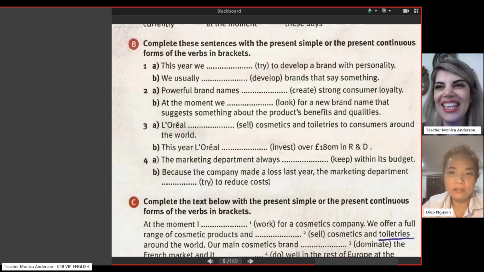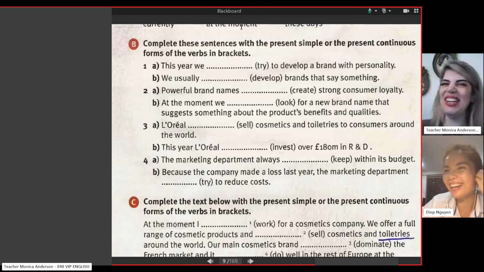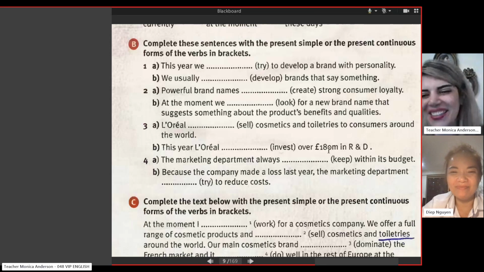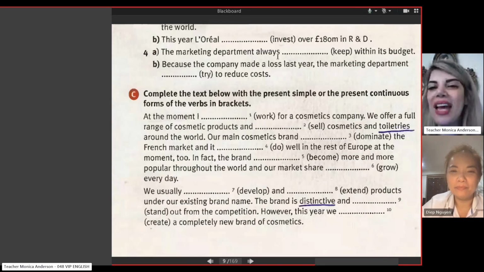I often forgot. That is really important not to forget. It's a part of present continuous, so please don't forget to use it. Very good. Now we have the next part, again present simple or continuous.